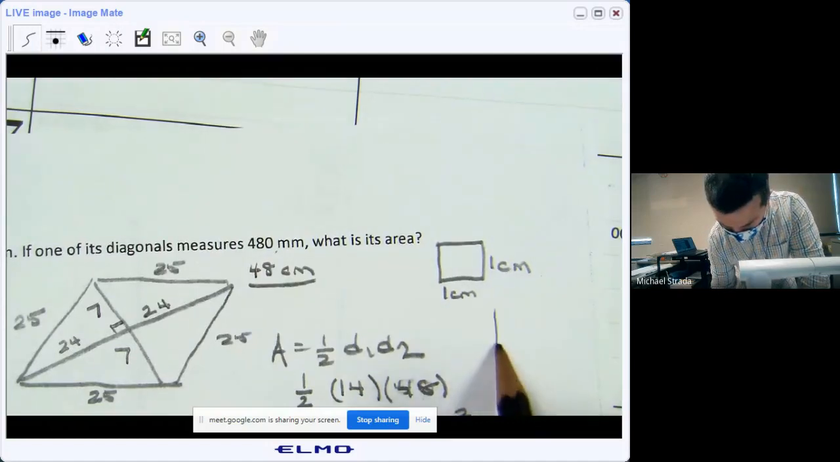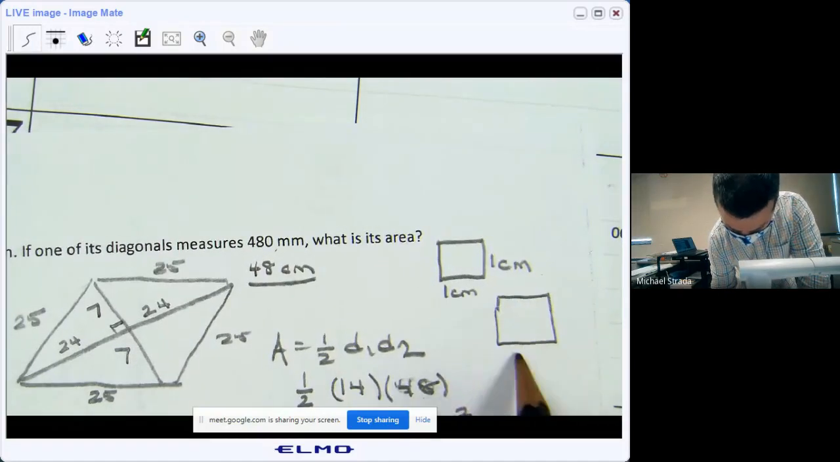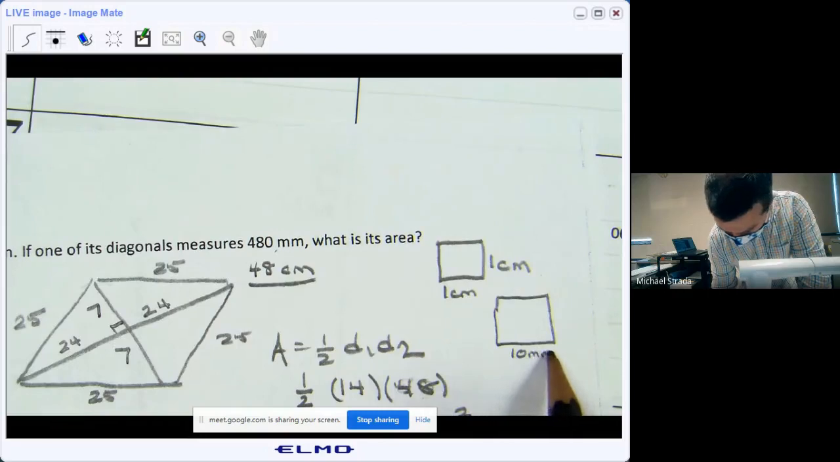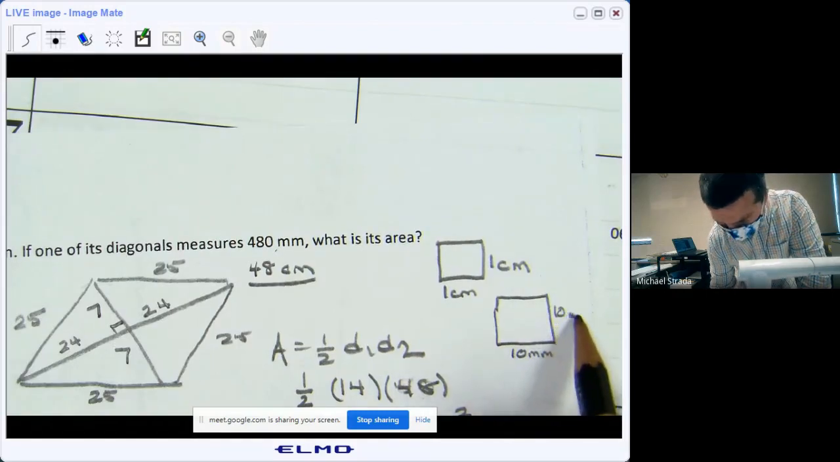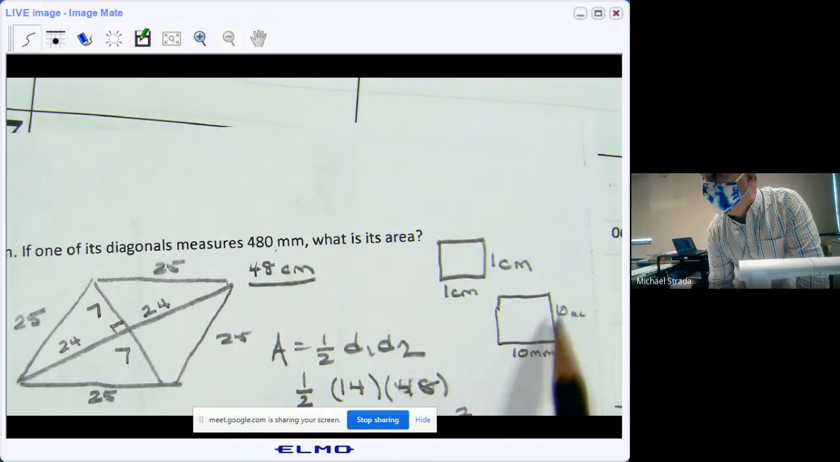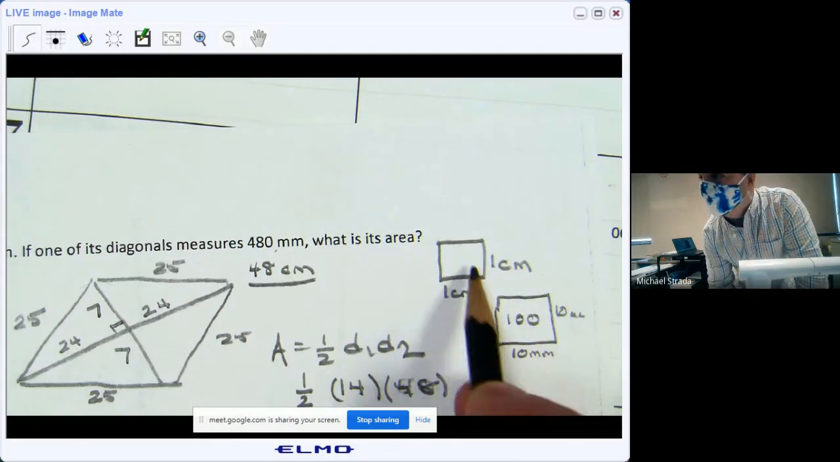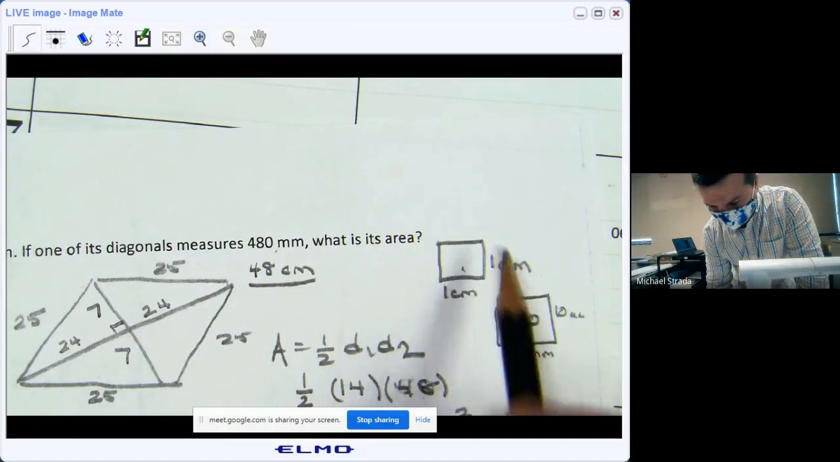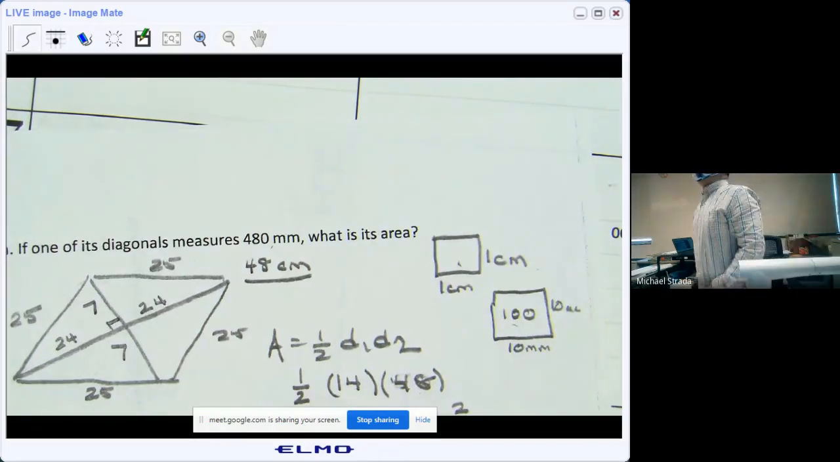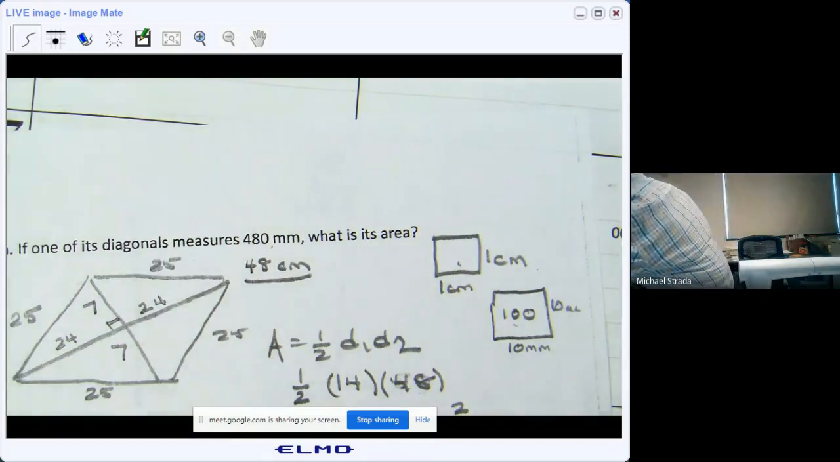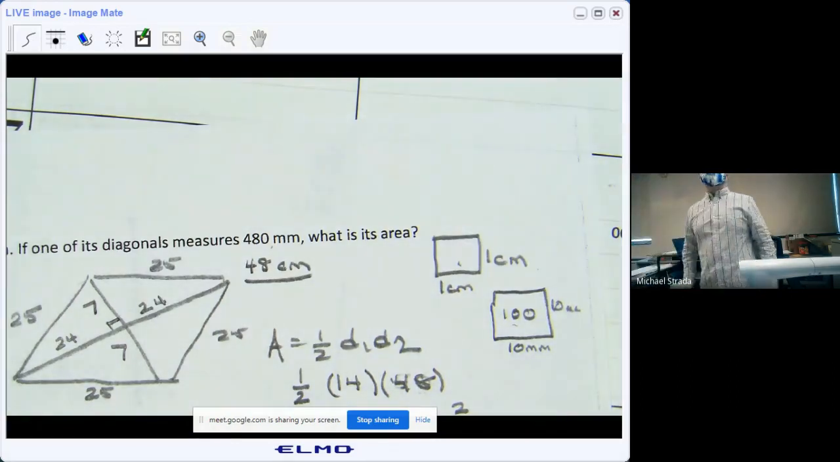All right, 1 centimeter is 10 millimeters. So that's what it would look like if we converted it. All right, so what's 10 times 10? 100. So that means 1 square centimeter is equal to 100 square millimeters. So that's why in the end, if you convert, you got to do it by that. Make sense? Okay. Everybody else good?